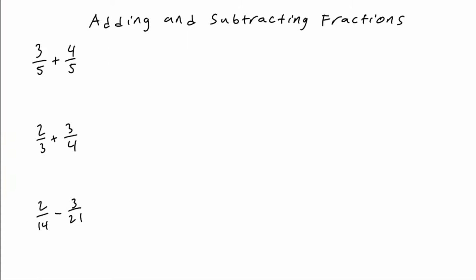Alright, now let's talk about adding and subtracting fractions. So, the key you need whenever adding or subtracting fractions is a common denominator. The number on the bottom has to be the same in both fractions. So, here we have 3 over 5 plus 4 over 5. Well, that's easy enough. They're both over 5, so we just add the numerators. 3 plus 4 is 7 over 5.